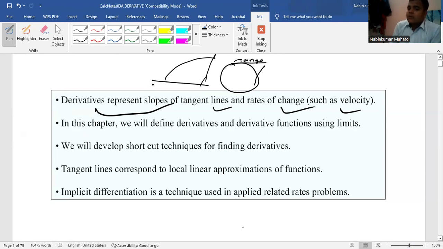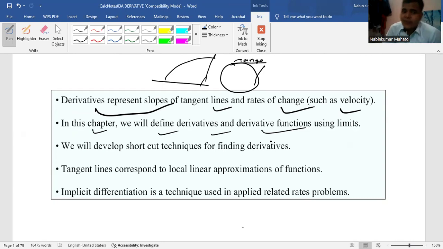This also describes and calculates the area, and such as the velocity and the rate of change also. In this chapter, we will define the derivative functions using limits. How do we use the limits, and what are the limits, and what is the derivative, and what are the derivative functions? That's all we discuss in these chapters.